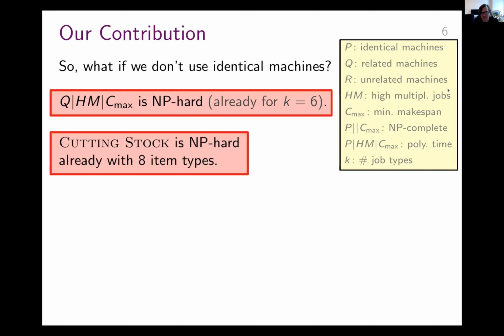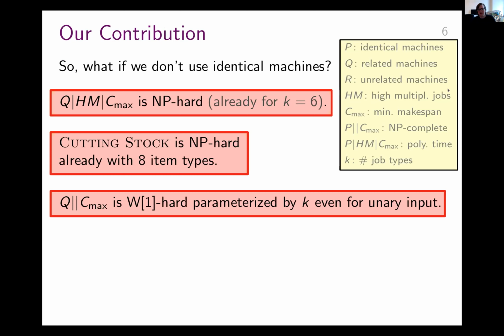I will say more at the end about cutting stock. Basically, cutting stock is the uniformly related version of bin packing. In bin packing, you just have one type of bin that you can use. In cutting stock, you have smaller and larger bins, and they have different costs. So we also show that cutting stock is NP hard with 8 item types.